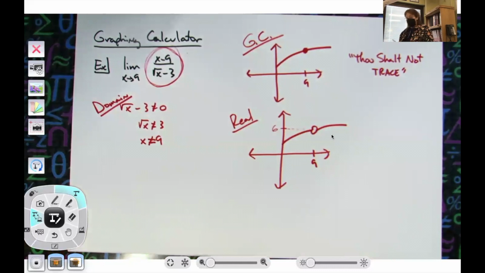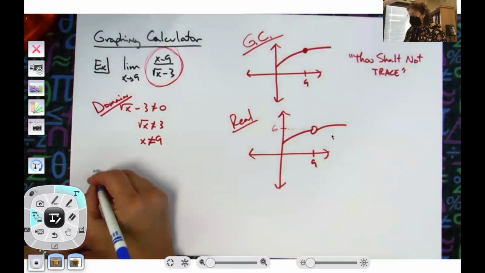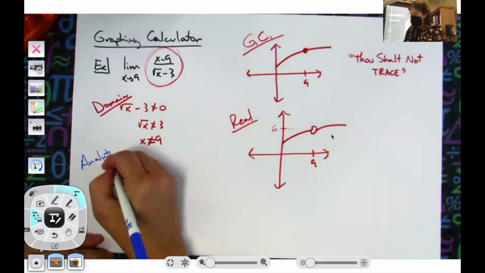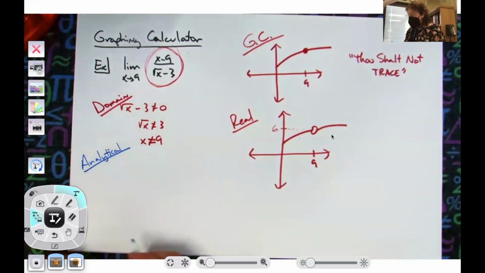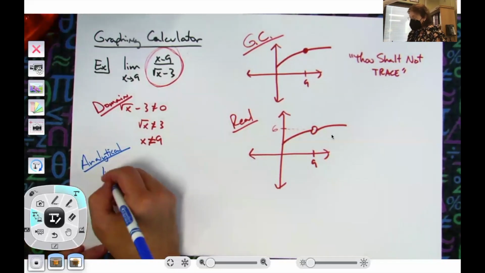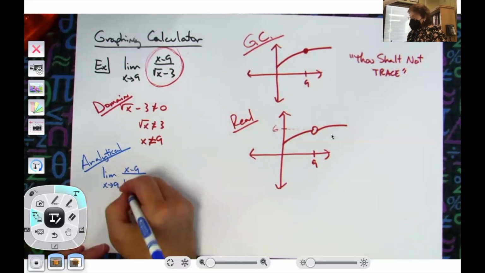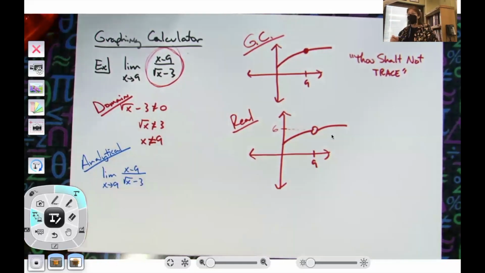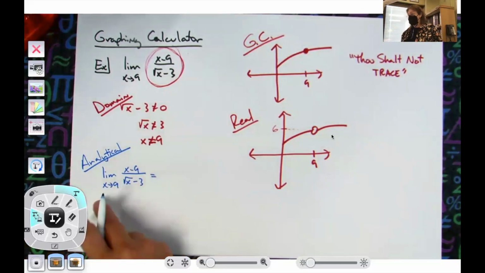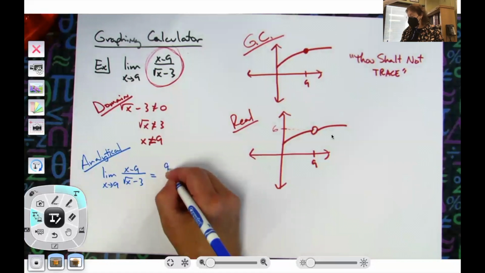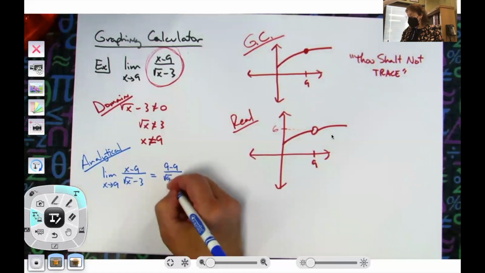All right, but let's do a direct substitution. Let's take an analytical approach. If I take an analytical approach, I've got the limit as x approaches 9 of x minus 9 over the square root of x minus 3. So what have we been doing? We've been doing direct substitution because that was the first thing I showed you. So I'm taking the limit, the limit notation goes away, and I plug in 9, so I get 9 minus 9 over the square root of 9 minus 3.